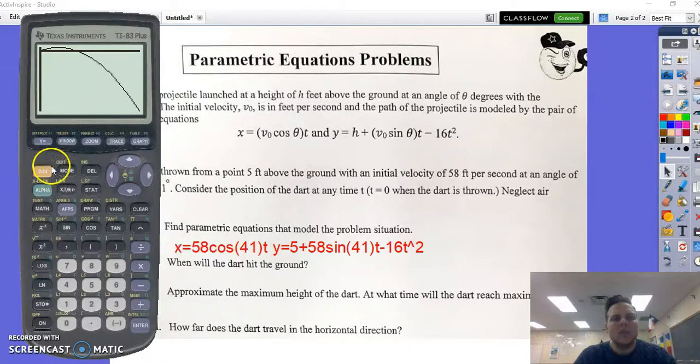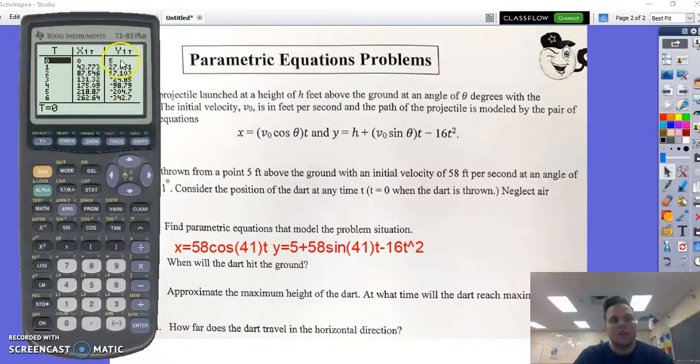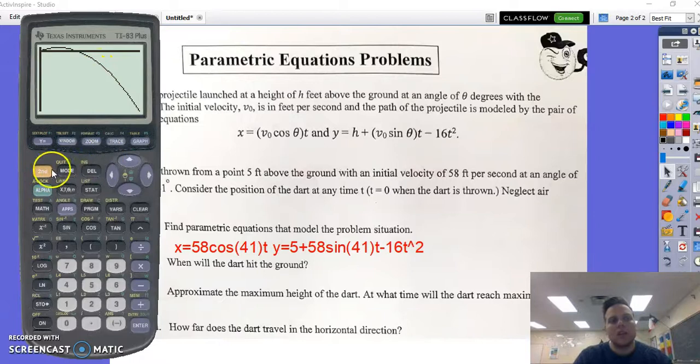So first we can check to see if it's a nice simple number on the table feature. At time 0, I've not thrown the dart. I'm standing 5 feet up. Now I've thrown the dart at time 1. You see me go up, and I'm starting to go down. So somewhere between 2 and 3. Well, that doesn't give us quite exact enough of an answer. So let's use a calculator feature. We hit second, trace.